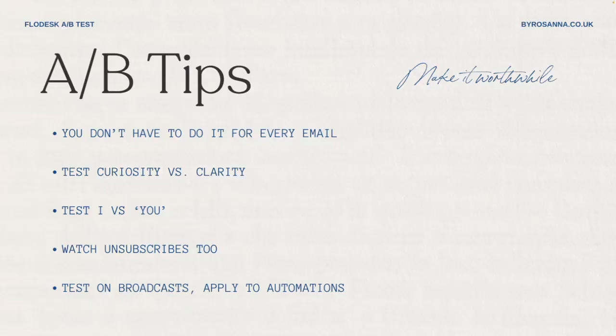So how to A/B test effectively? First of all, you don't have to do this for every single email. And in fact, if you have a very, very time sensitive email that needs to go out at a very specific time to your whole list, and it doesn't make sense for some people to get it a day earlier and the rest to get it the next day, then you don't want to be using A/B testing. Just stick to having one subject line and just send it as normal.